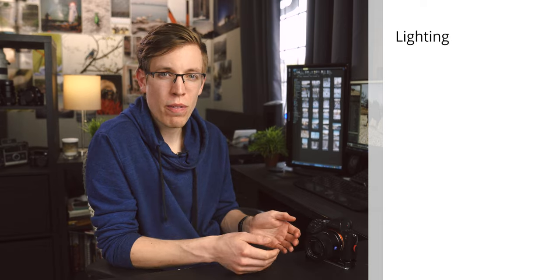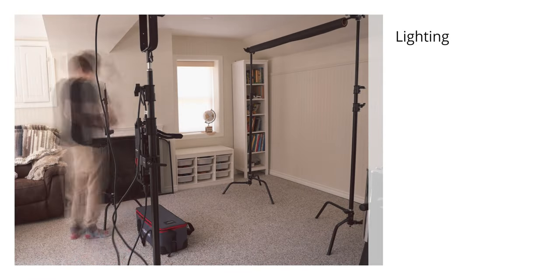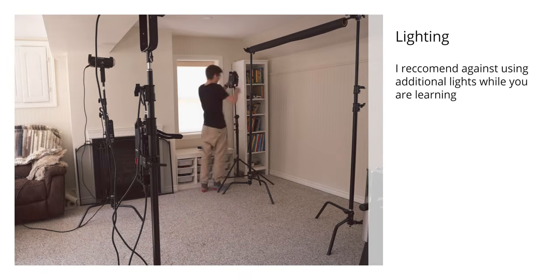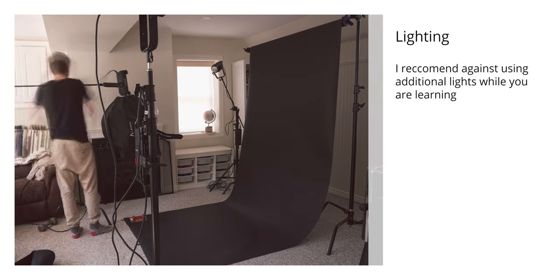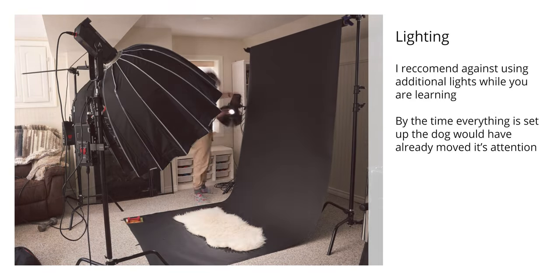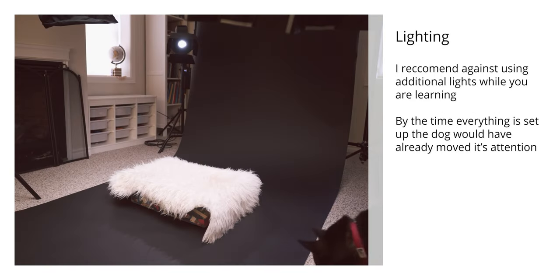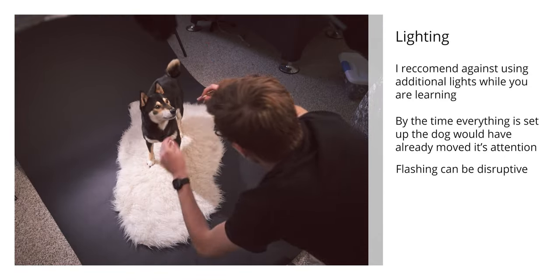Normally, this is the part of the video when discussing portraits that I'd recommend using additional lighting or shaping the light that you have. However, especially with dog photos, I highly recommend against it, just because by the time you get a scene set up and everything's ready, the dog would have already moved and lost its attention. And especially when you're using speed lights and strobes, it can just confuse the dog and kind of scare them more than you need to.